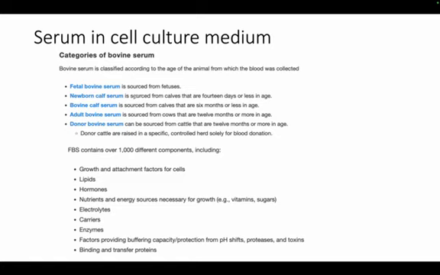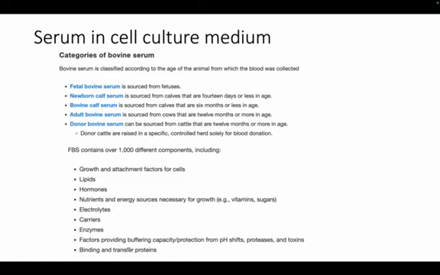And these will all differ in the nature of the growth factors and hormones, etc., that are present. So FBS contains over 1,000 different components, including growth and attachment factors, lipids, hormones, nutrients, electrolytes, carriers, enzymes, binding and transfer proteins. So FBS again does not have any defined composition. It will vary a little bit from batch to batch, but it provides lots of things which are necessary for cell growth, which we cannot provide in a defined manner.